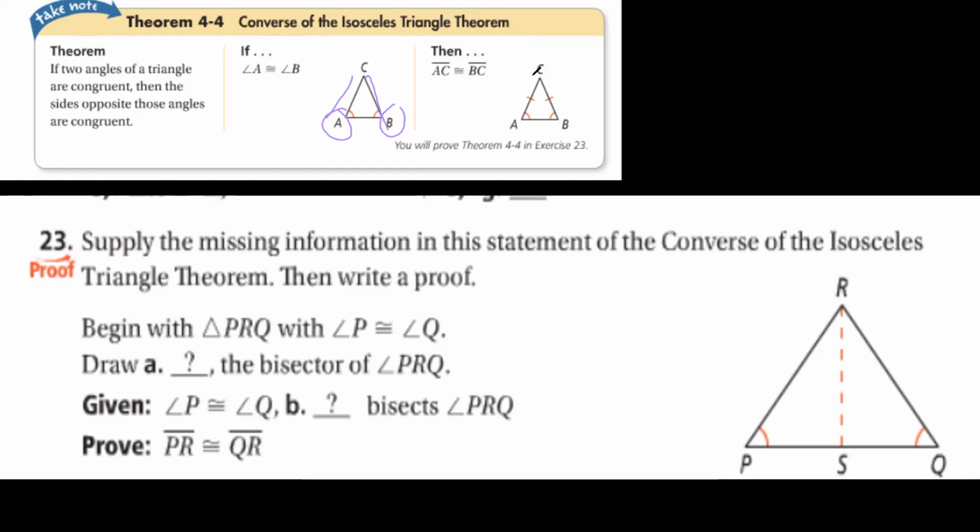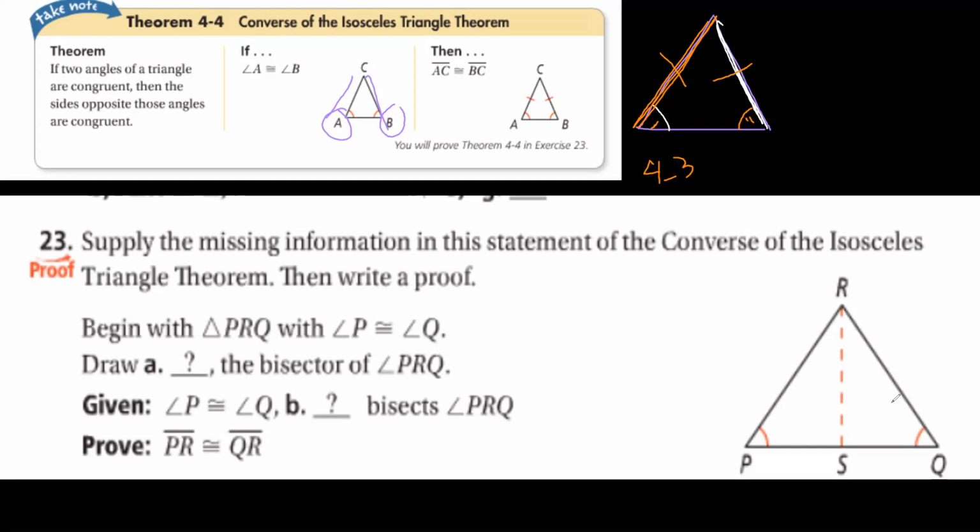I will repeat. In the previous theorem, we said that this side has this opposite angle, and this side has this opposite angle. In theorem 4.3, we said that if these two sides are congruent, then these opposite angles, the white and the orange one, will be congruent too.